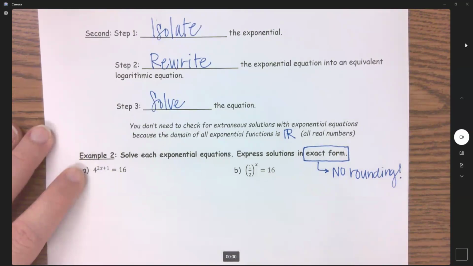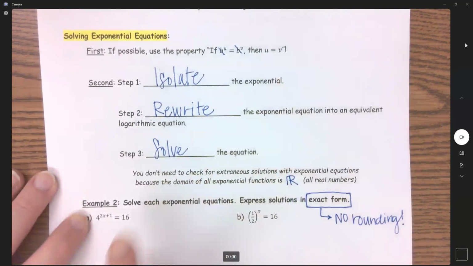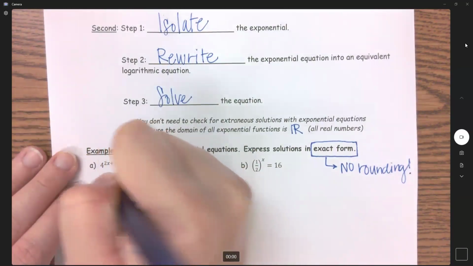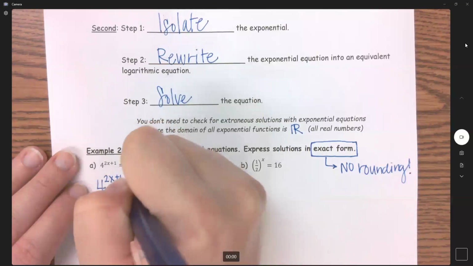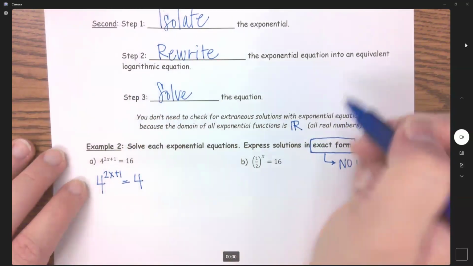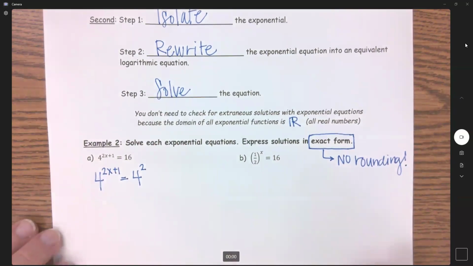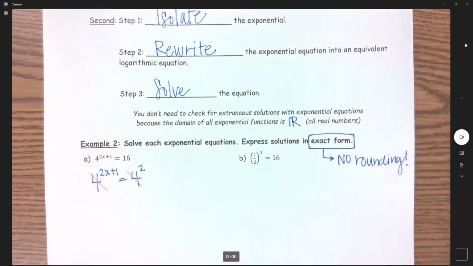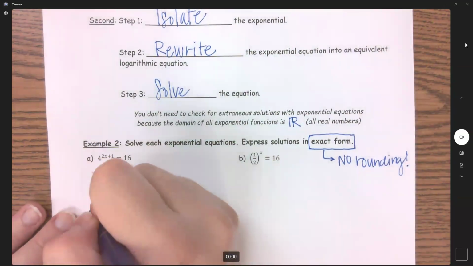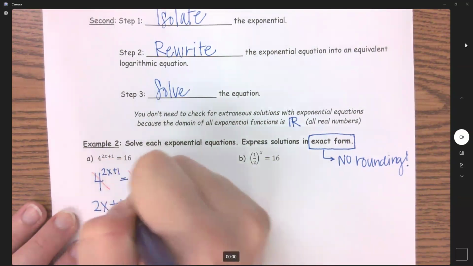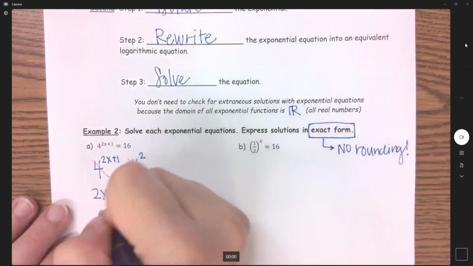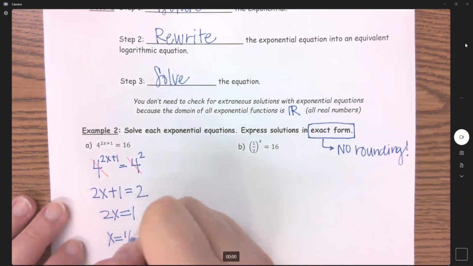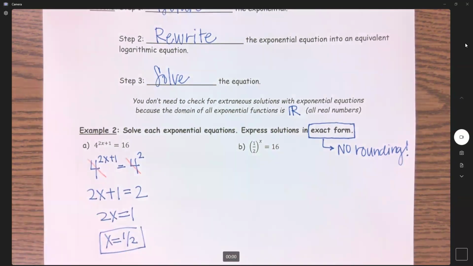So, example A, I'm going to use this property here. I can rewrite 16 with a base of 4. So that will be 4 to the 2x plus 1 equals 4 to what power gives me 16, and that's 2. So now we can cancel our base of 4 and set the exponents equal to each other. So 2x plus 1 equals 2. We're going to subtract our 1 and then divide by 2, and we get x equals 1/2.